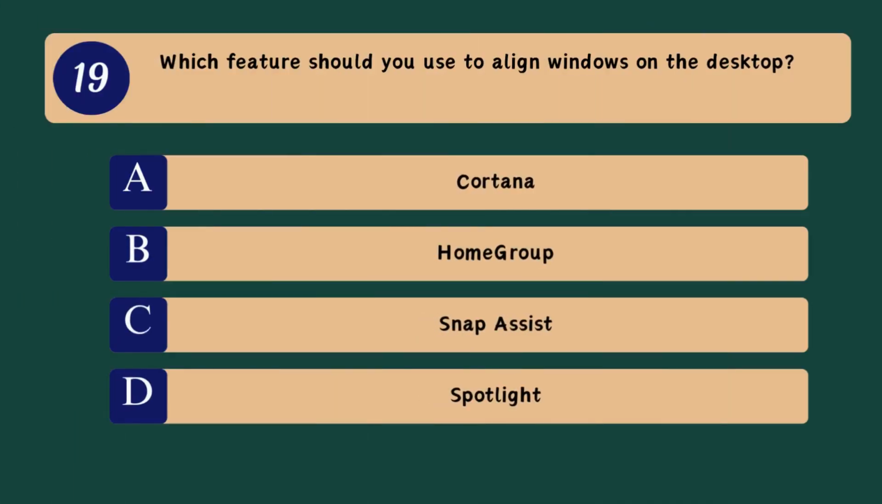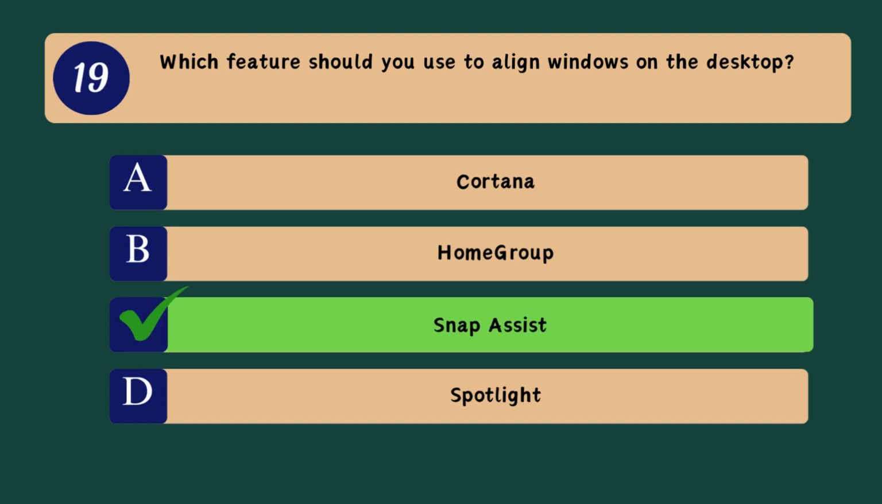Question 19. Which feature should you use to align windows on the desktop? A. Cortana. B. Home Group. C. Snap Assist. D. Spotlight.